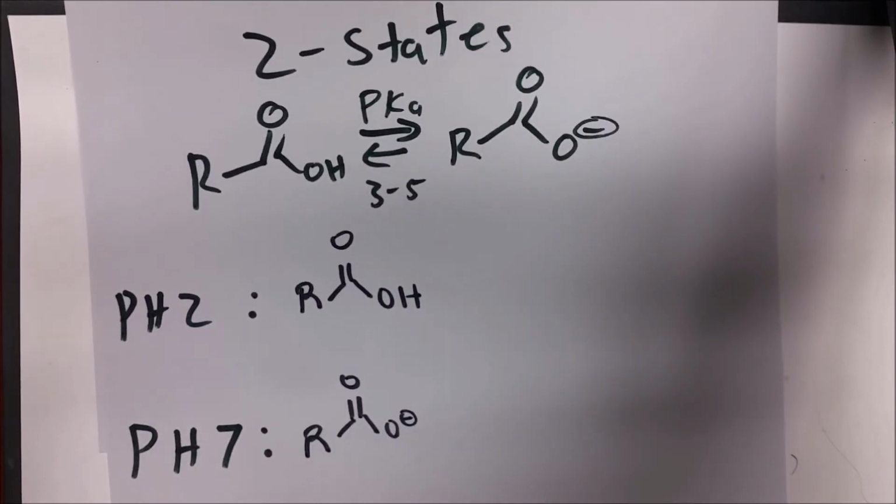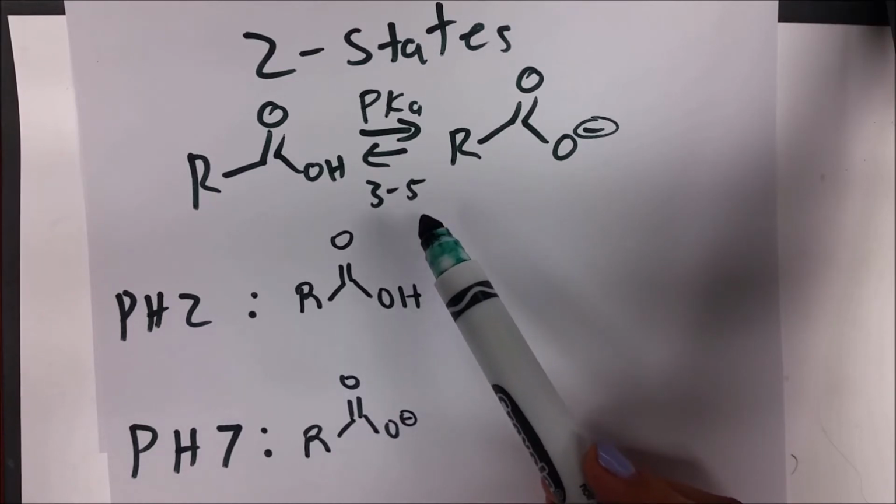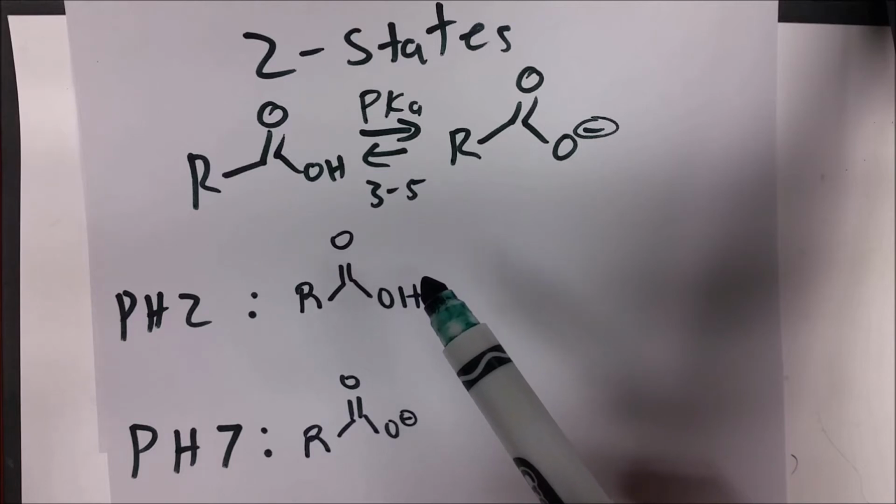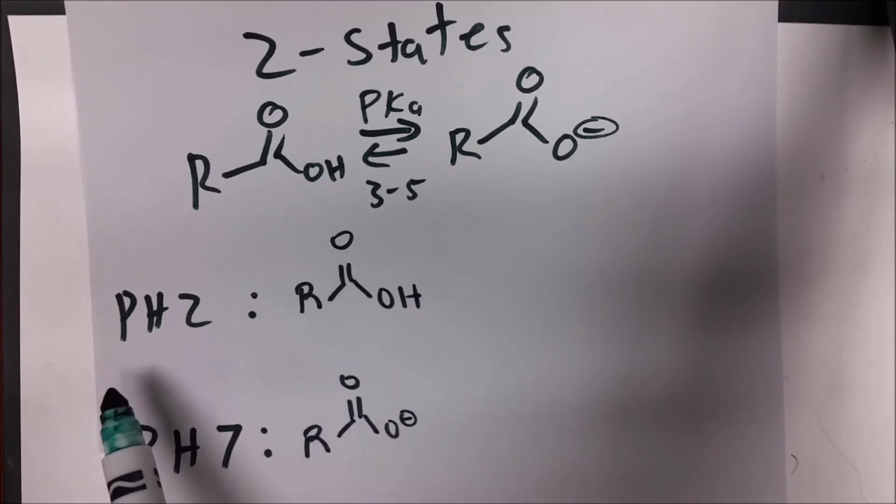The molecule can be thought of as existing in two states, the protonated and deprotonated forms. The pKa of a carboxylic acid is 3 to 5. So what dictates what state the molecule is in is the pH.